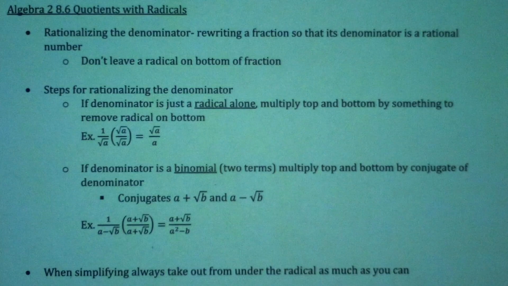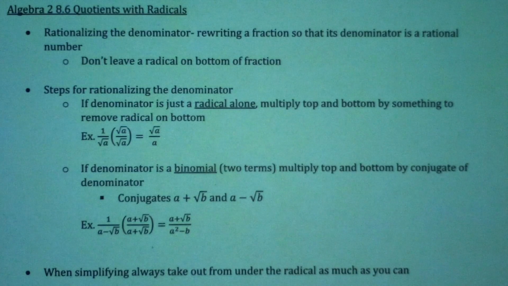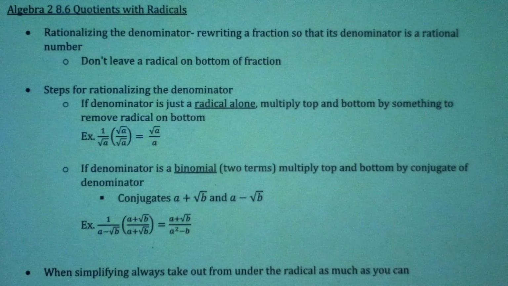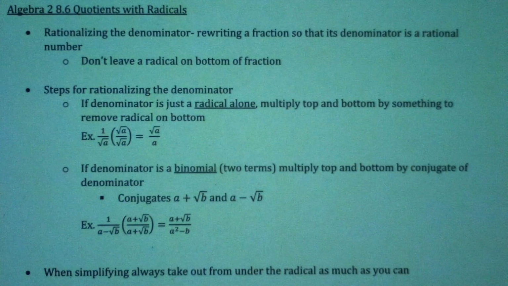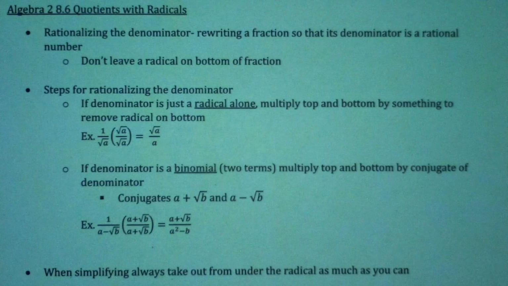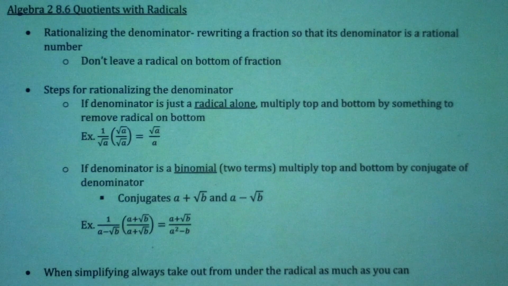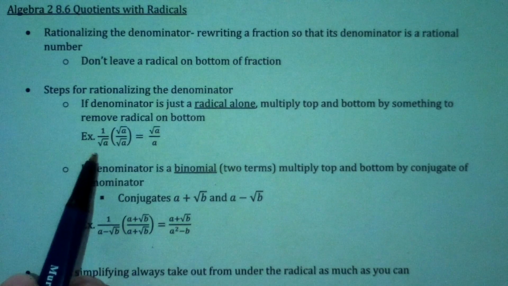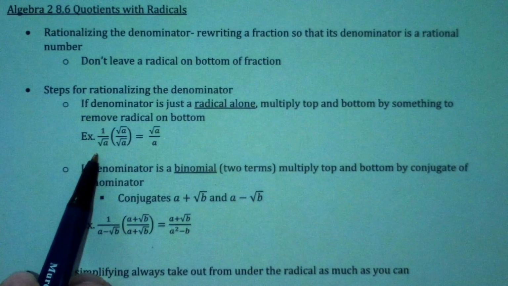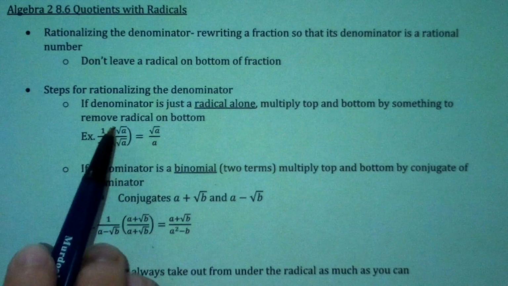There are a couple different options for rationalizing the denominator, depending on what you start with. The first one: if the denominator, the bottom of the fraction, is just a radical alone, a root of something, you want to multiply both the top and the bottom by something to make that radical go away. Here's an example. Say we had 1 over the square root of a. It's not proper form to have a square root on the bottom, so you multiply by the square root of a on top and bottom. That's the same as 1, so we're not changing its value at all.